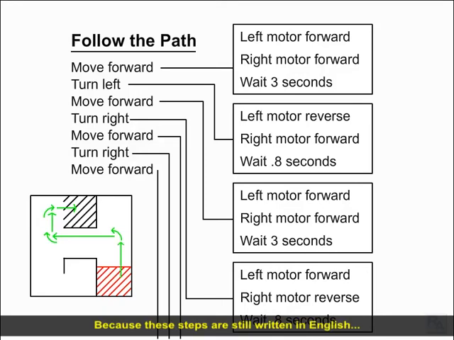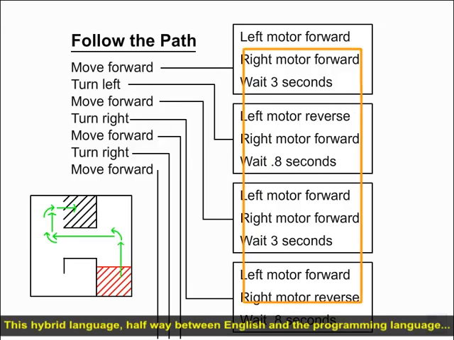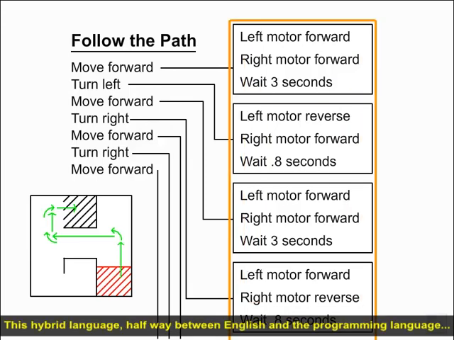Because these steps are still written in English, or if you prefer a diagram, they should still be relatively easy to understand for the human programmer. As the programmer becomes more experienced, the organization of behaviors in English will start to include important techniques from the programming language itself, like if-else statements and loops. This hybrid language, halfway between English and the programming language, is called pseudocode and is an important tool in helping to keep larger programs understandable.